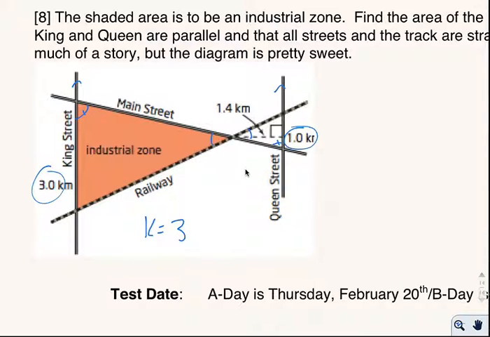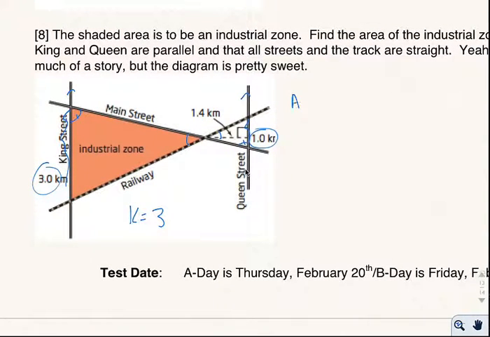So going from my original to my industrial zone is k equals 3, and I can see that by looking at a single side length of my known similar. So they're similar by AA. The k factor is 3. So if I know that the area of my original is 1.4, which is height, times 1.0, which is base, times 0.5, because that's the formula, 1/2 base times height, I know that my original area is 0.7.